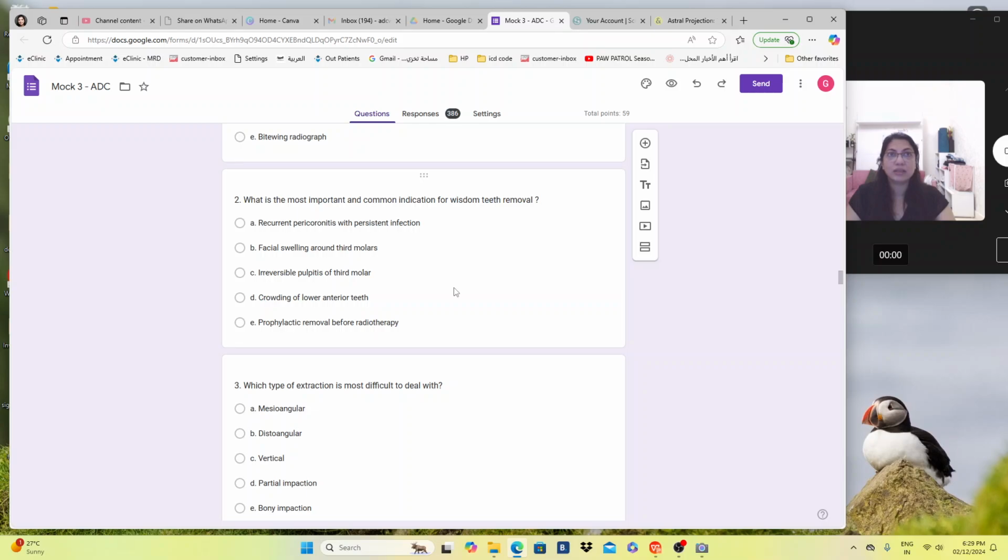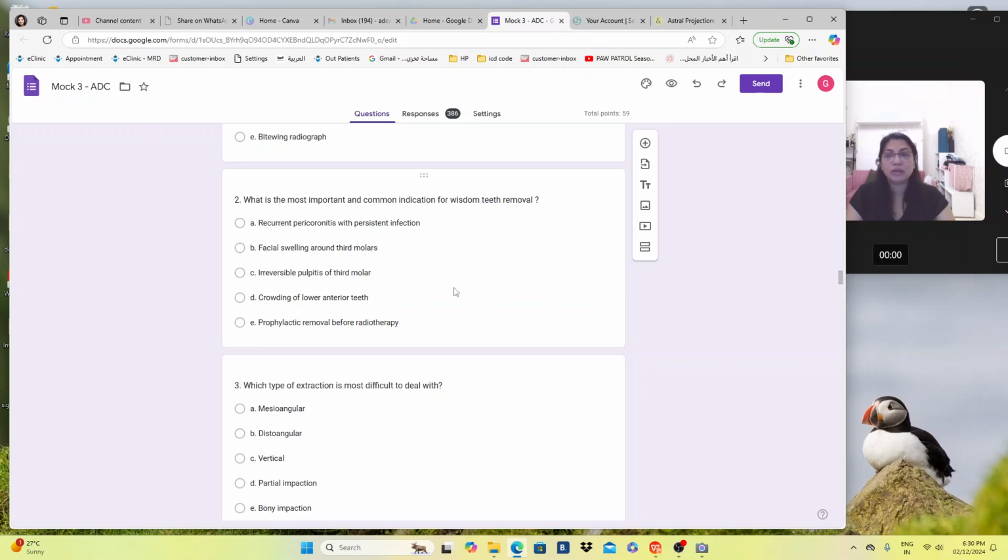Always the first thing is the patient will complain of recurrent pericoronitis. Pericoronitis more than 3 or 4 times in a year, limited mouth opening, causing severe trismus. That is a sure shot indication for extraction of third molars, because you cannot have recurrent pericoronitis. You cannot have antibiotics again and again.